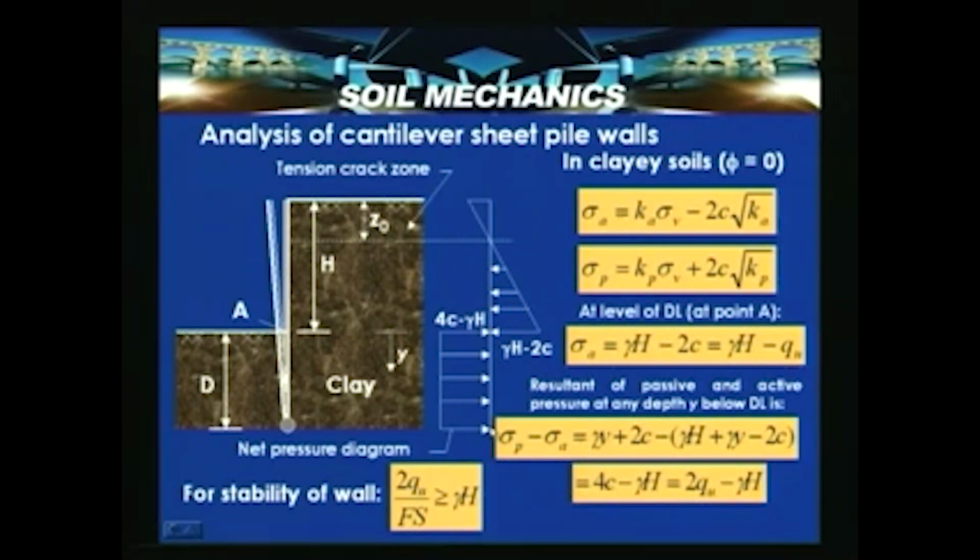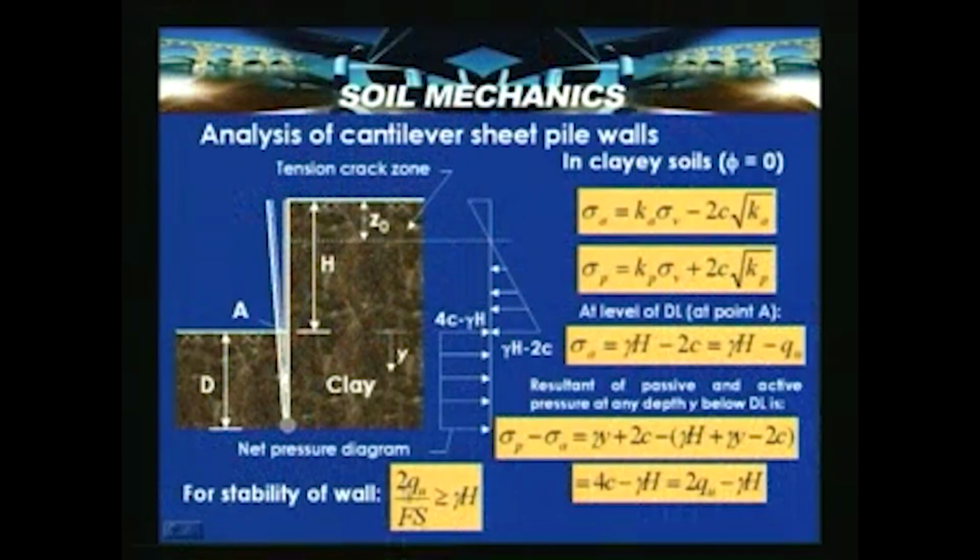So in the analysis of cantilever sheet pile walls in clayey soils, we are using the fundamentals we discussed and applying the relevant earth pressure coefficients. If it is layered soils, then we need to apply the relevant coefficients, and we can calculate the earth pressures and arrive at the net pressure diagrams, and then calculate the required features and check whether the required depth is adequate or not. And in this case, as a thumb rule, for the stability of the wall, if you are able to maintain 2Q by Fs greater than or equal to gamma h, then you can say that the wall is stable.